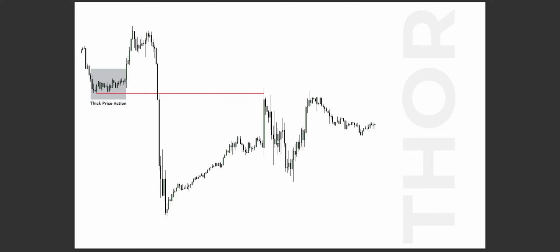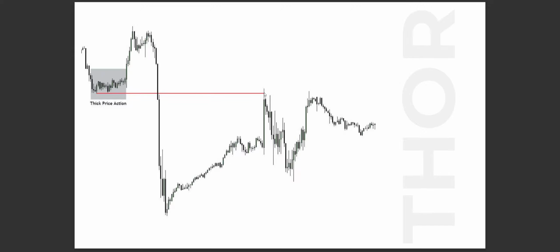Now, this is an example for low resistance liquidity run. So, price consolidated before making a high, right? Before forming a buy side liquidity, and then after the swing high is there, it just sold off, right? In a very sharp, quick manner. Now, here's the thing. It retraced back into the old range, right? This is the old range, the thick price action, and it retraced all the way back up there.